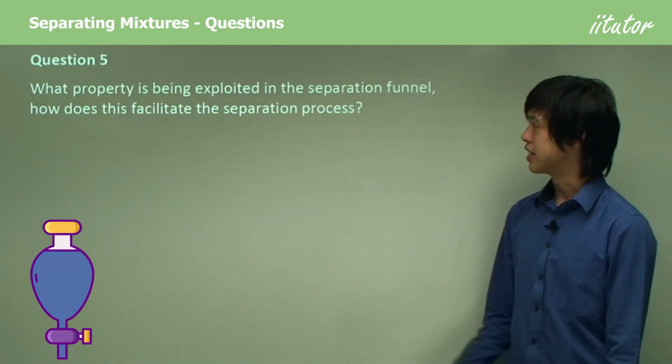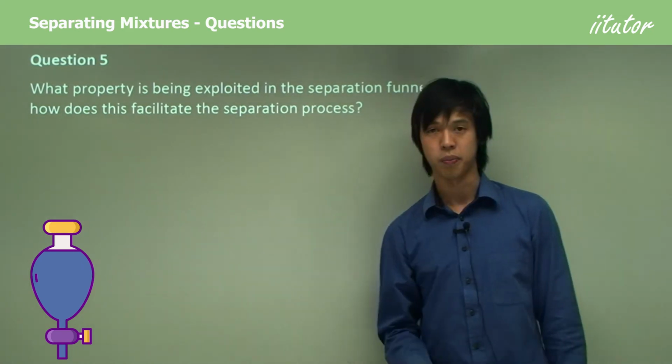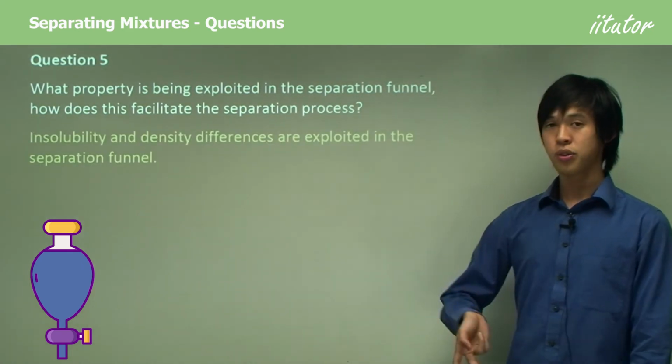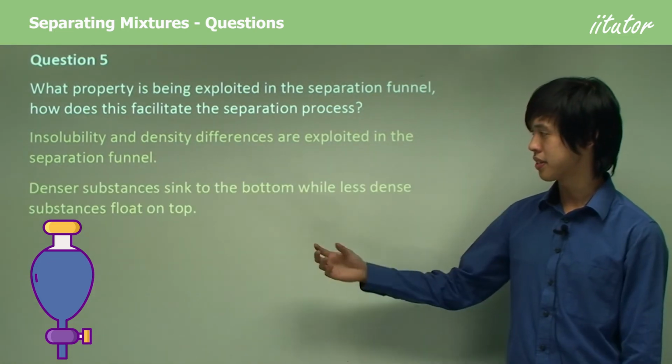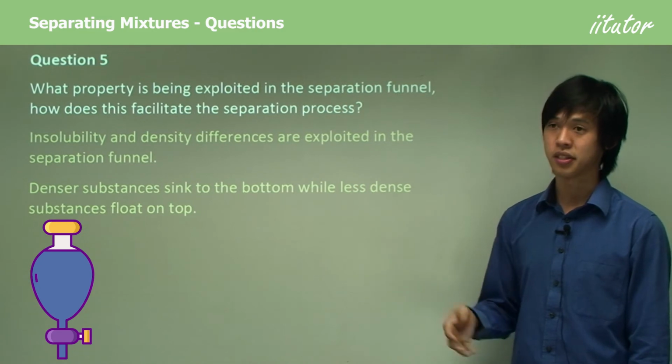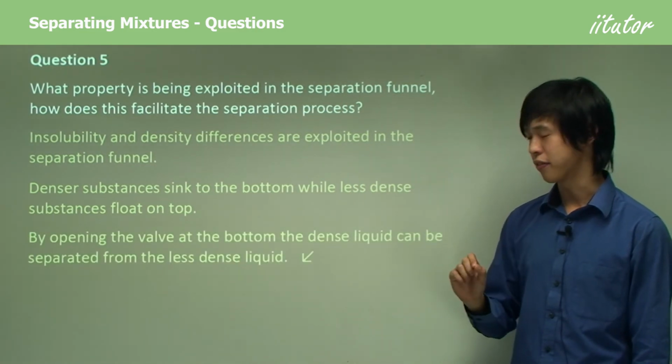And what property is exploited in the separation funnel? And how does this facilitate the separation process? Okay, so the two things that we're looking at here are insolubility and density differences. Denser substances sink to the bottom, while less dense substances float on top. Now, by opening the valve at the bottom, the dense liquid can be separated from the less dense liquid.